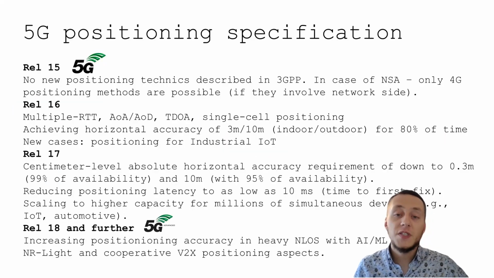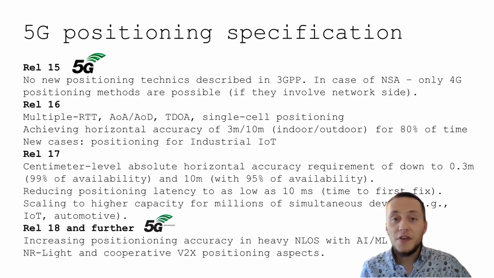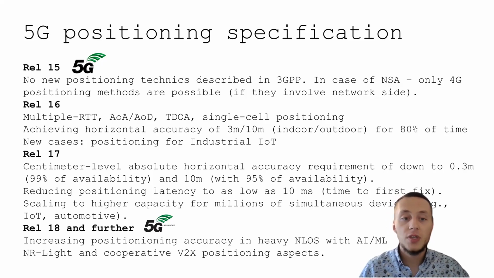When we're talking about specifications, initially in the first release of 5G, release 15, there were no new positioning techniques described. I think this is because it was a rush. Everybody was very hurried. They wanted to release 5G as fast as possible. So that's why only in release 16 were the first 5G-based positioning techniques described, such as multi round-trip time or angular-based techniques. They also give a list of requirements for horizontal accuracy, which is about 3 meters for indoor cases and 10 meters for outdoor cases for 80% of the time.